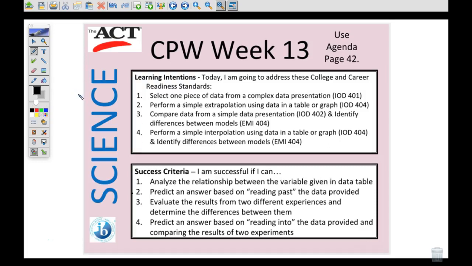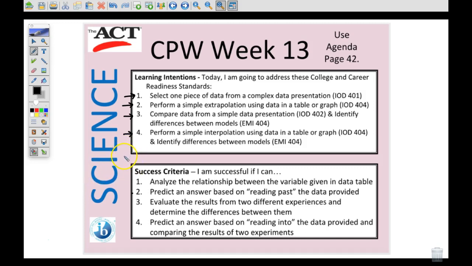Today we practiced our science ACT skills. In our first question, we selected one piece of data from a complex data presentation. Then we performed a simple extrapolation using data and a table. Then we compared data from a simple data presentation and identified the differences between two experiments. And then we performed a simple interpolation of data using a table, and identified the difference between two experiments again.